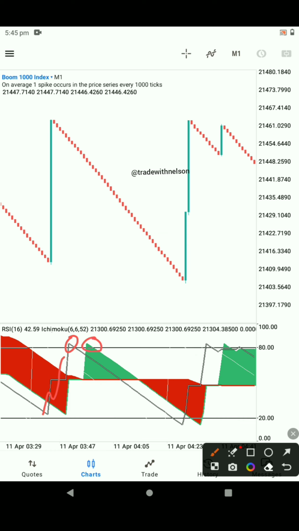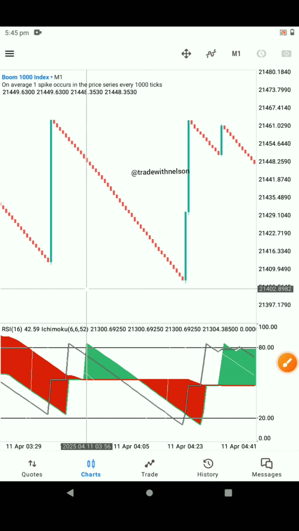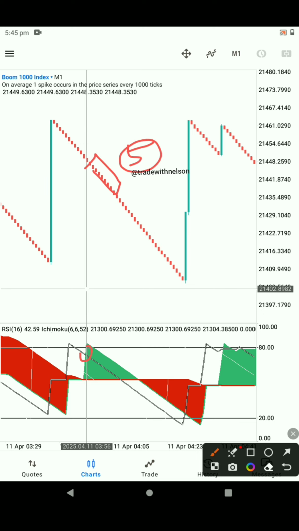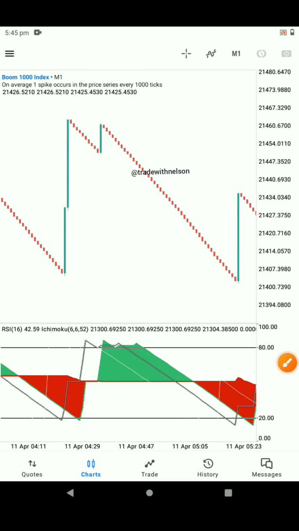At the same time, green enters into the 80 level. So immediately you have this black entering into these shades. Then you will take your entry at the second candle. After it enters, enter a sell and count your 5 candles. Then you wait for the next opportunity.